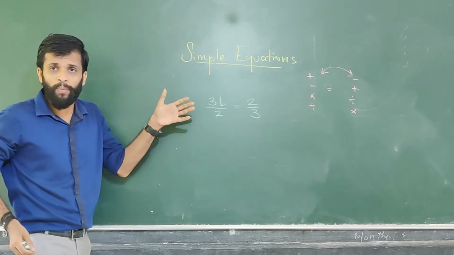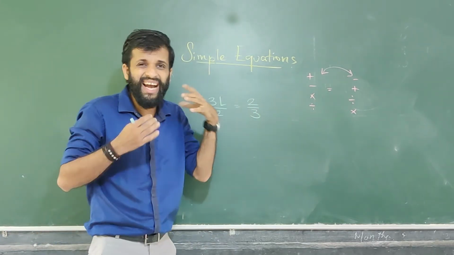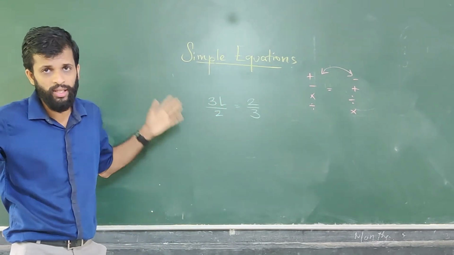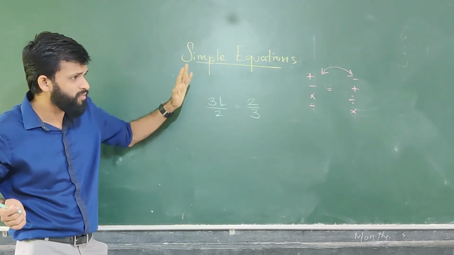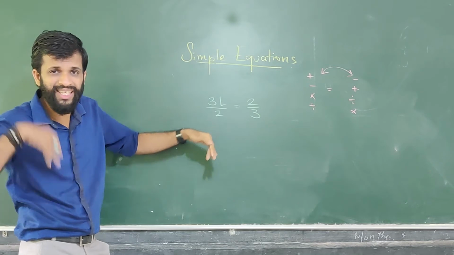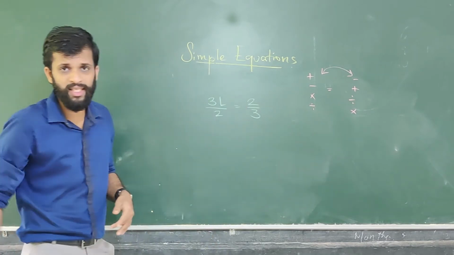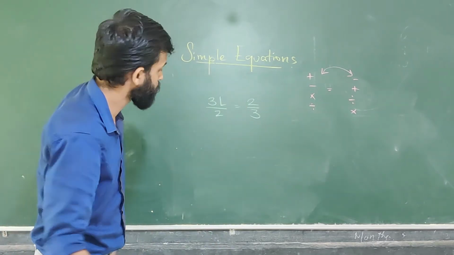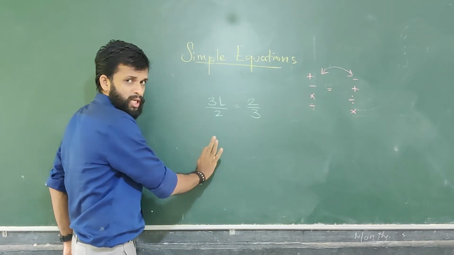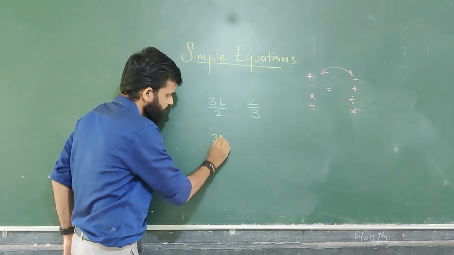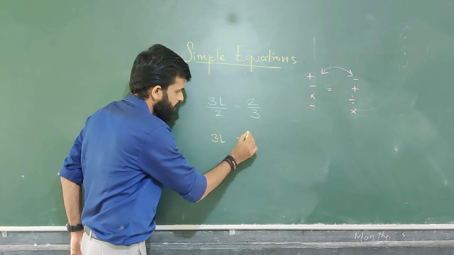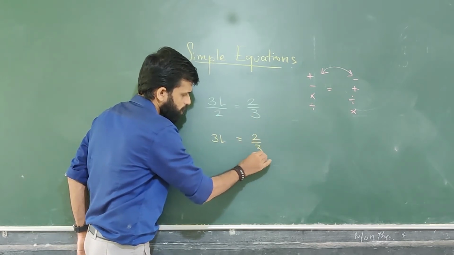Okay, so 3L upon 2 is equal to 2 upon 3. I need to find out the value of L. Solve that equation, okay? All I will do is try to keep L on one side and all the rest of the terms on the other side. So this will become, I want 3L right now over here. So this will become 2 upon 3.